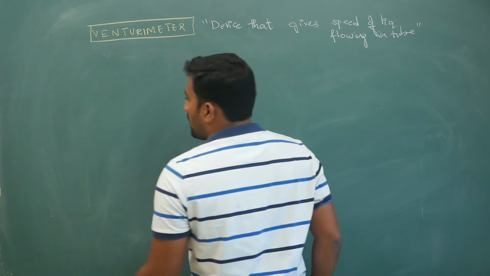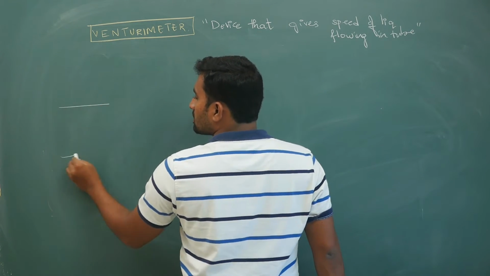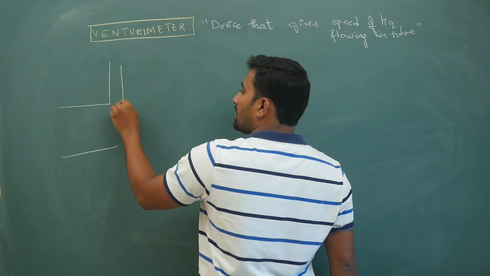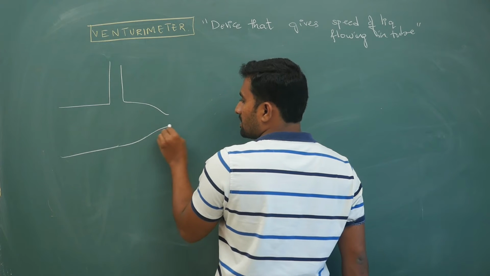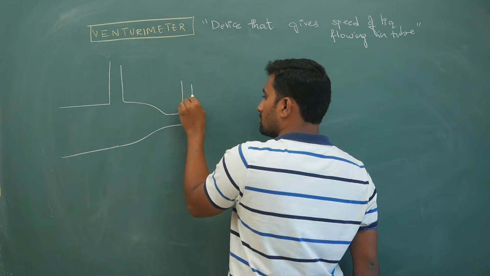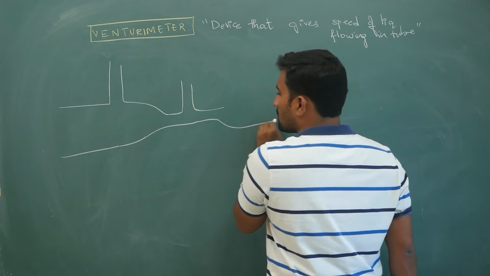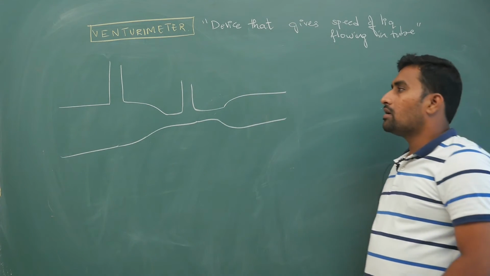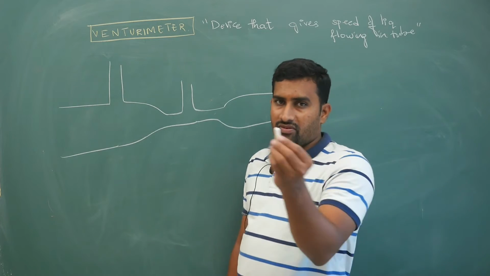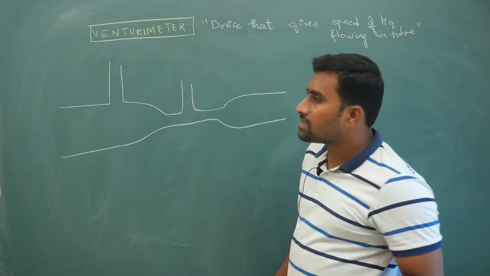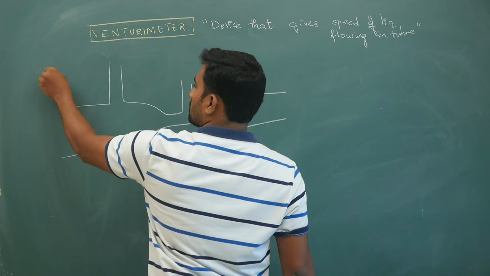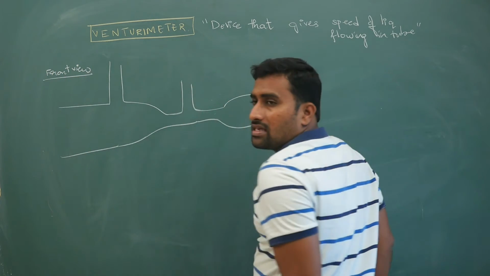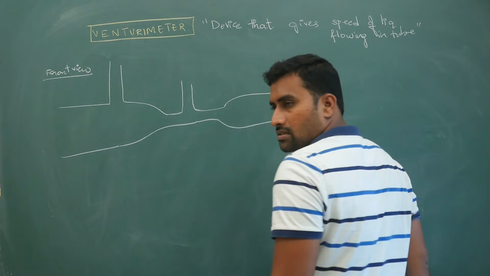Now, how will the venturi meter device look? Let me show you. It contains a setup like this. This is a kind of venturi meter tube, seen from the front view, so that means you are holding the device like this.